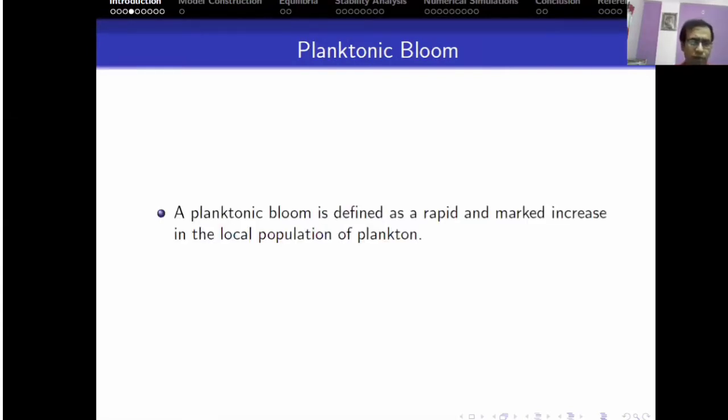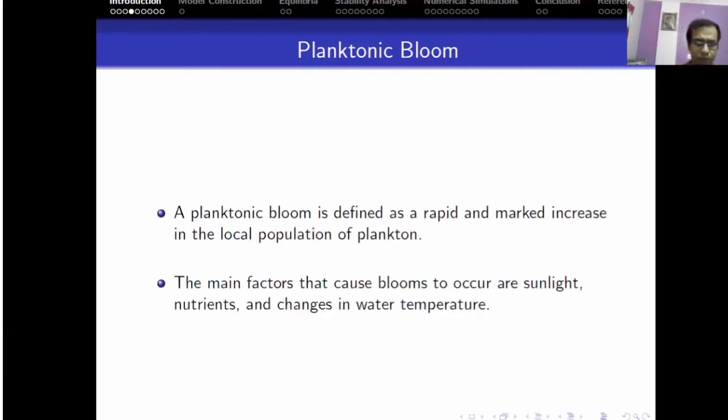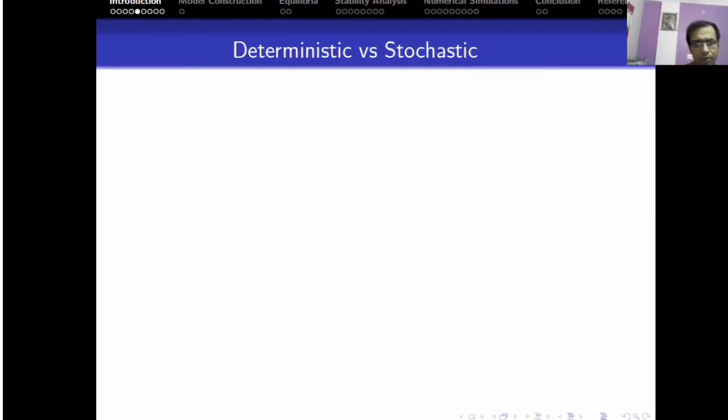What is a planktonic bloom? A planktonic bloom is defined as a rapid and marked increase in the local population of a plankton. The main factors that cause a bloom to occur are sunlight, nutrients, and change in water temperature.